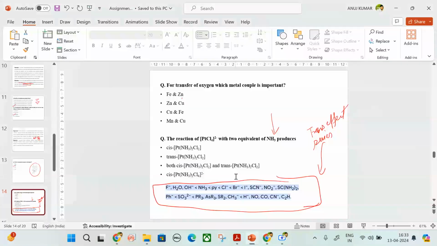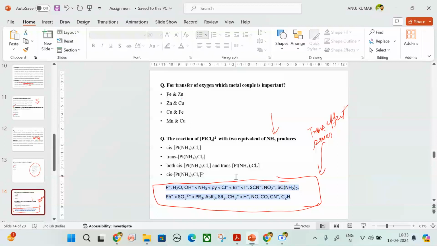So first, check the first one. That is copper and iron. And second, this is a common, very popular reaction for formation of the cisplatin molecule.